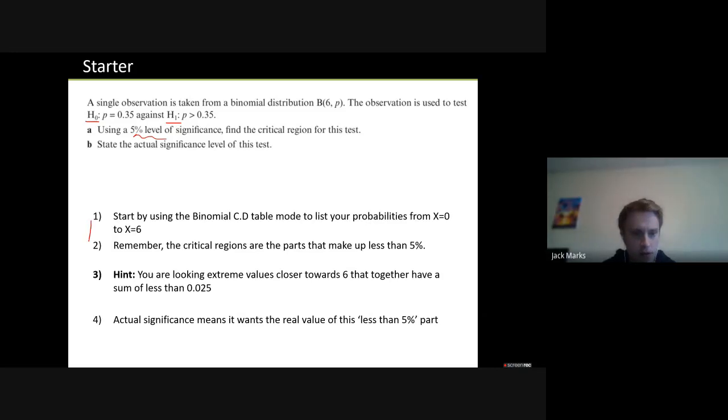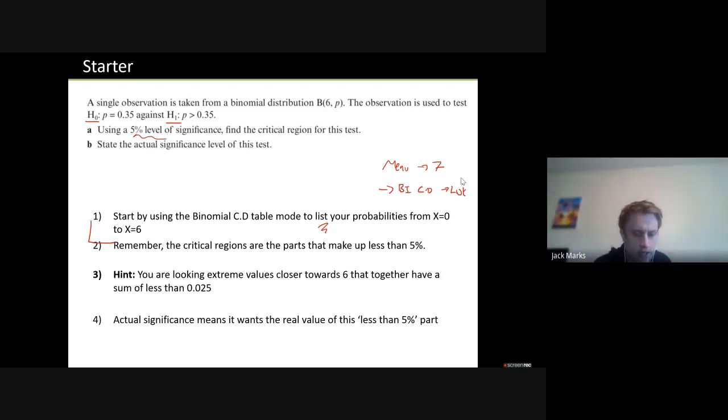Well, one way you might want to do this, instead of going to the table straight away, is you can use your calculator. So we want menu 7, and then if we go down to the next page, binomial CD. If we use the list mode, we can generate the table of the probabilities that you saw in the previous lesson.